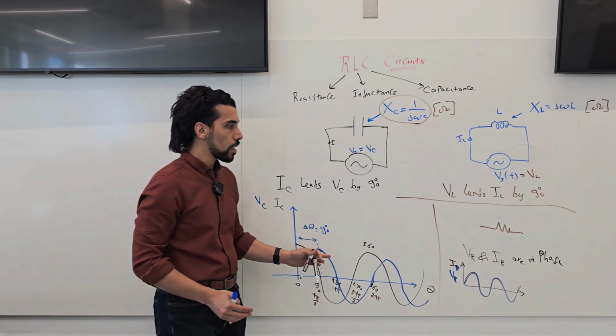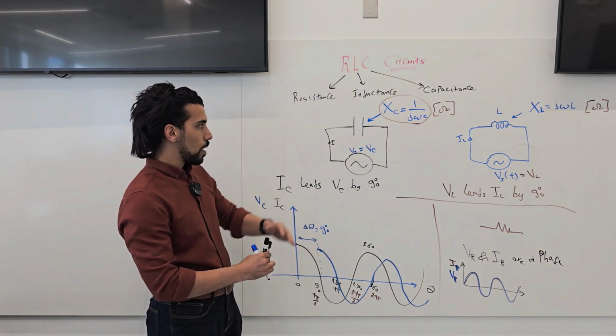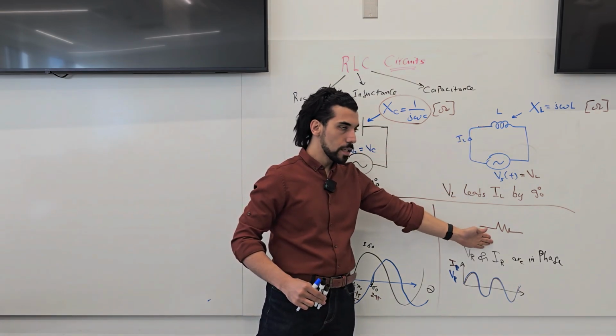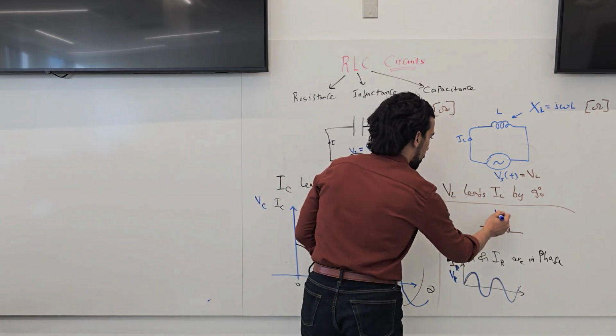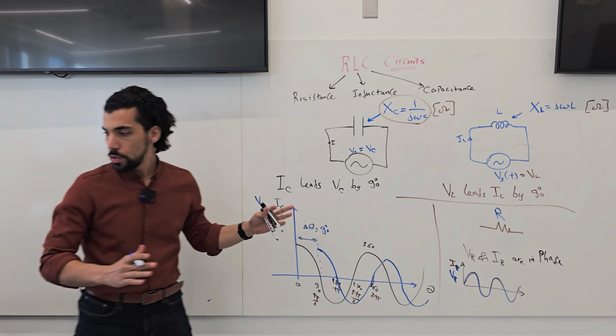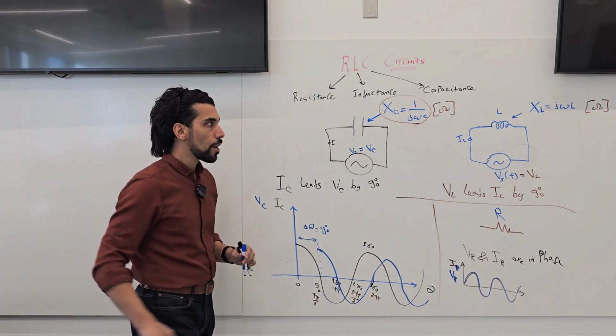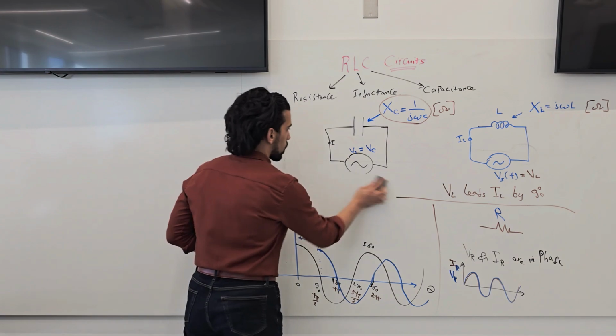Okay? I hope you understand the difference between the capacitor behavior, the inductor, and the resistance. Okay? So let's go to combine all of these in one system, which is the RLC circuit.